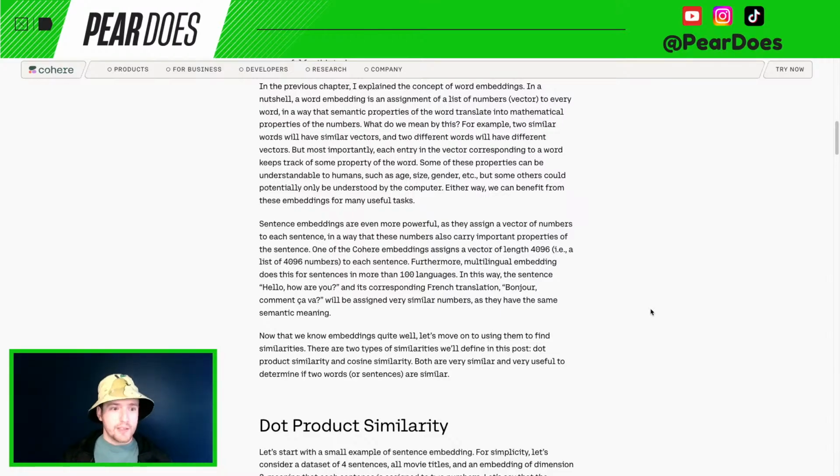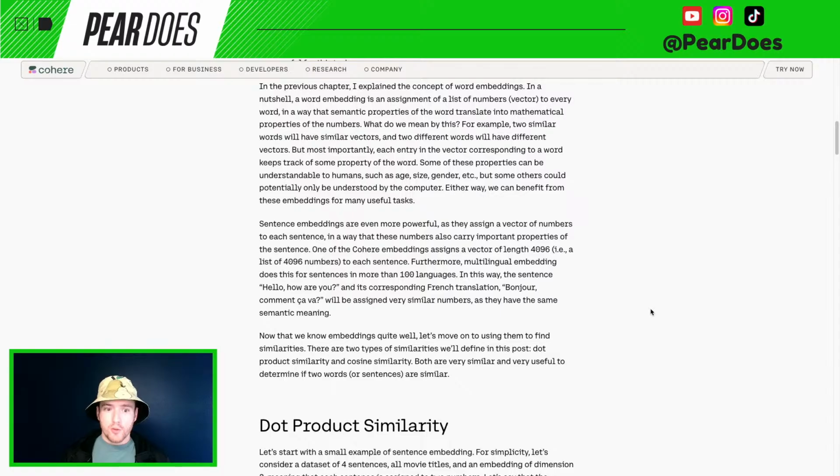In this way, the sentence "hello, how are you" and its corresponding French translation, "bonjour, comment ça va", will be assigned very similar numbers as they have the same semantic meaning. So in this graph, in this 3D plot cube area, they would be clustered close to one another, even though they're in different languages.